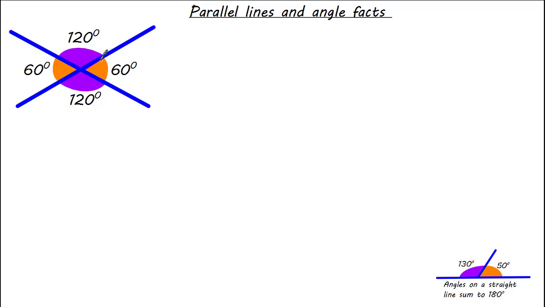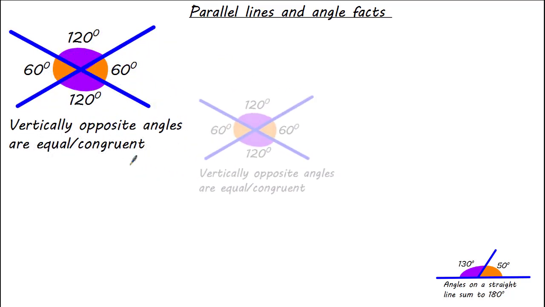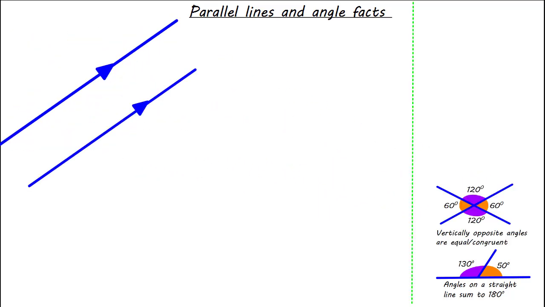You'll notice that the opposite angles are always the same. And this is our next angle fact. Vertically opposite angles are always equal or congruent. Now let's move on to another angle fact.